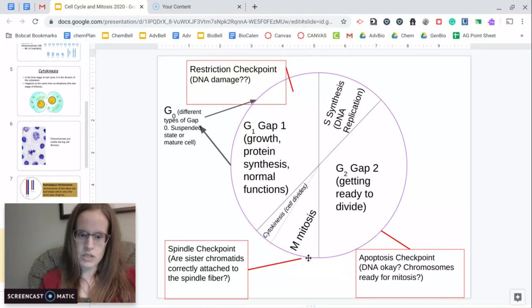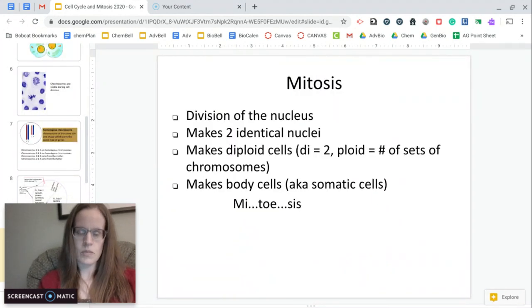Then you'll start mitosis, and there's another checkpoint in here. We haven't talked about spindle fibers yet, but there's a spindle checkpoint where you make sure that all your sister chromatids are correctly attached to the spindle fiber, which we'll talk about in a minute here. We'll get into some of those checkpoints again later when we talk about cancer.